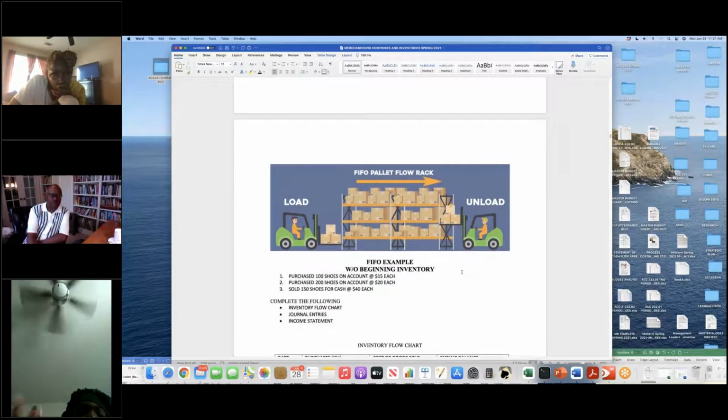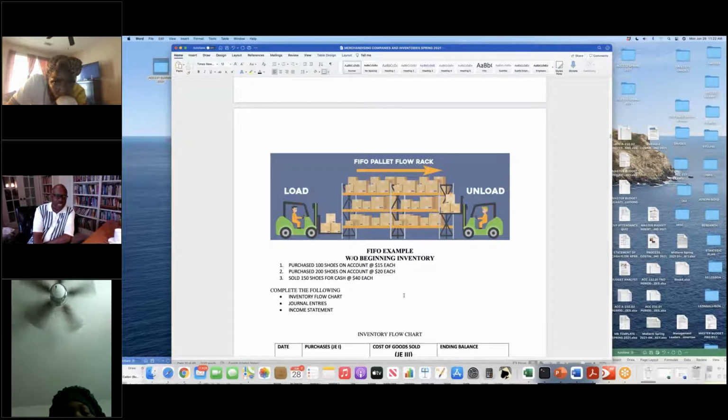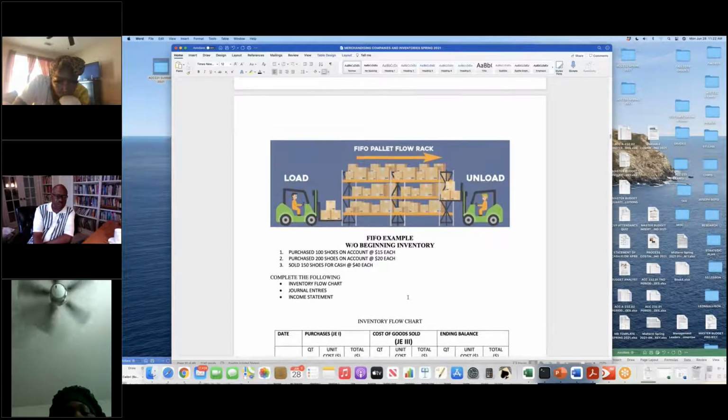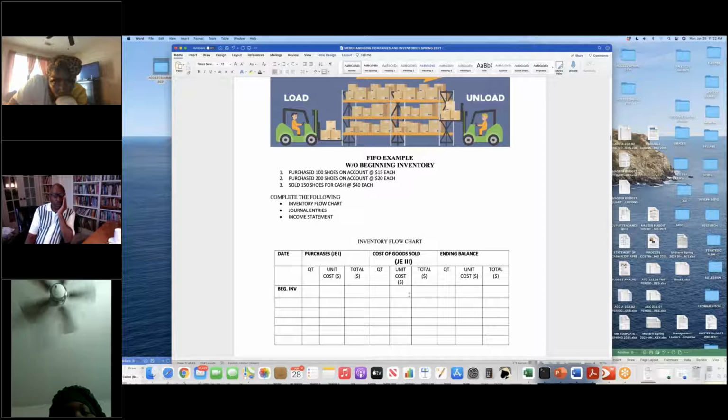Now, as we look at a more detailed example, we're selling 100 pairs of shoes at 15, 200 pairs of shoes at 20, and the selling price is 40. When we have a lot of shoes, we're going to have an inventory chart, because they'll have all different sizes. This would be computerized, but you'd have an inventory chart like this.